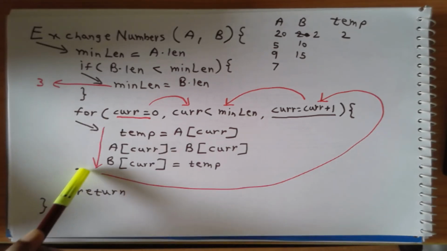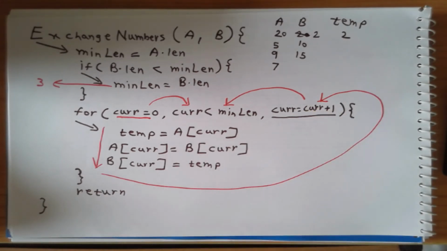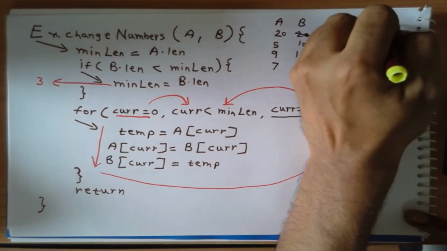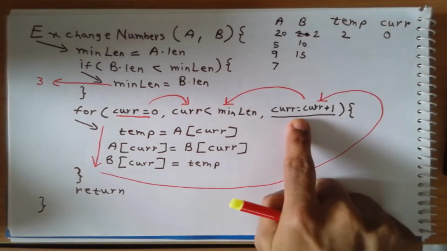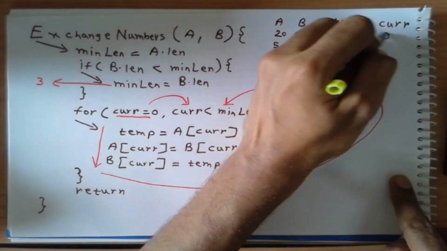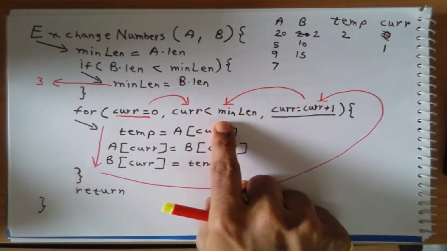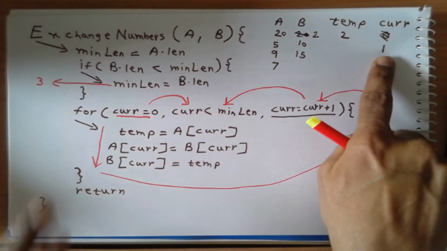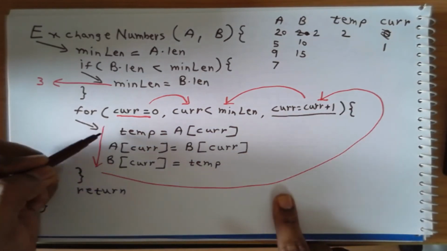Okay, once we finish this block, we'll go to the conditional statement. We'll increment the value of current by 1. So I'll also keep track of the variable current. It was initially 0. Now we have executed the bookkeeping operation, and now it will become 1. And then we'll go and check the condition. Okay, so is my current, which is 1, less than minimum length, which is 3? Yes, it is true. So I'll go inside and I'll execute it.